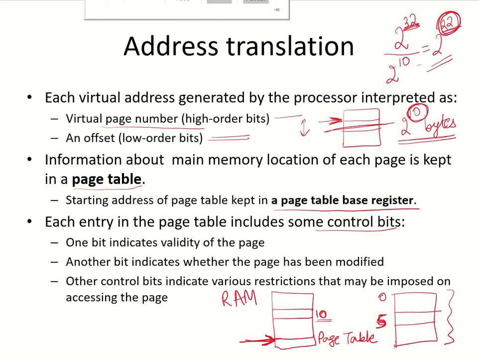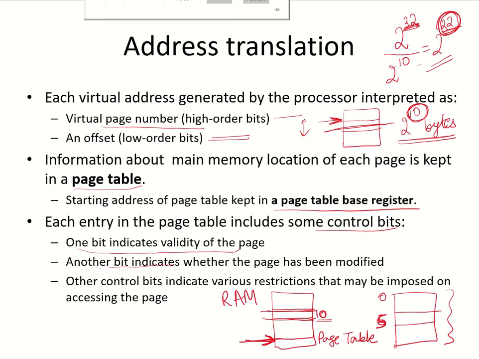Now, one bit will indicate the validity of the page, whether a page that is available in the RAM is valid or not. Suppose a DMA transfer is taking place between the RAM and the disk, and a particular page which was initially existing has been replaced. So that entry in the page table will be made invalid. That means that page no longer exists in the RAM.